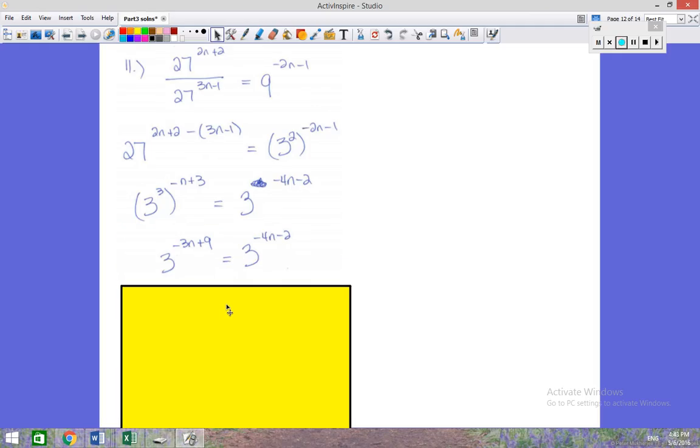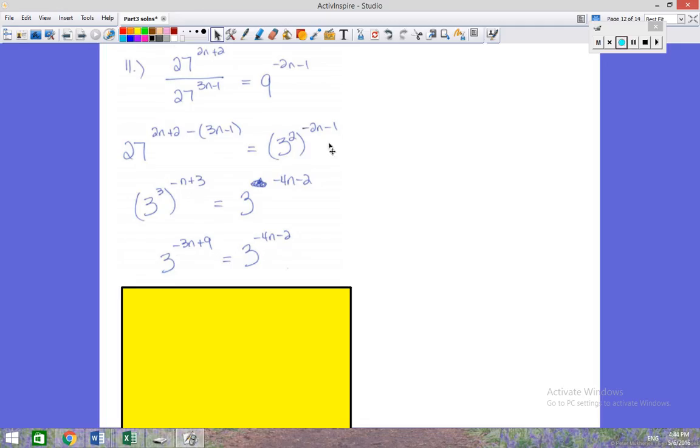Alright, so hopefully you can follow that. If you have this 2n plus 2 minus this quantity, then I have 2n minus 3n, which is negative n. I have minus a negative 1, which is actually adding 1. 2 plus 1 is 3. I have a power raised to a power, so I multiply the exponents. And every term gets multiplied by 3, so the negative 9 gets multiplied by 3, but so does the 3.